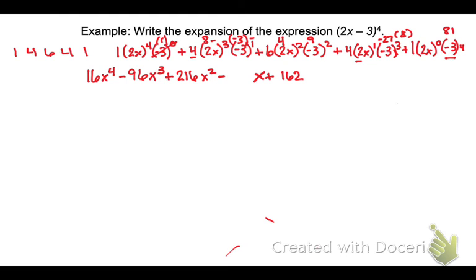Why did we multiply 81 by 2? Because wouldn't 2x to the 0 be 1? Oh, yes, it would be. Thank you very much. Because 2x to the 0 is 1, yes? So that's just plus 81.